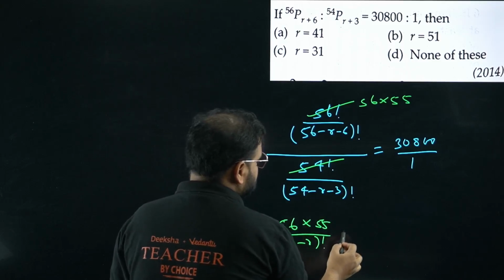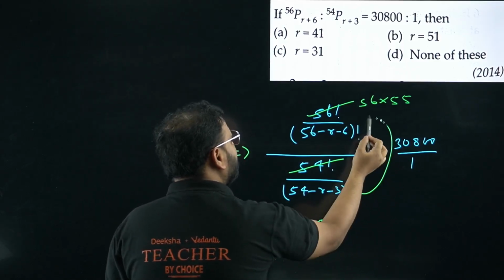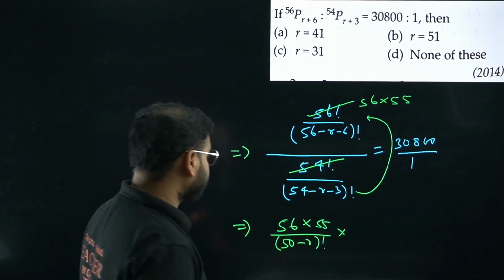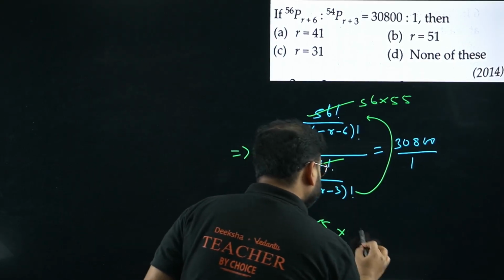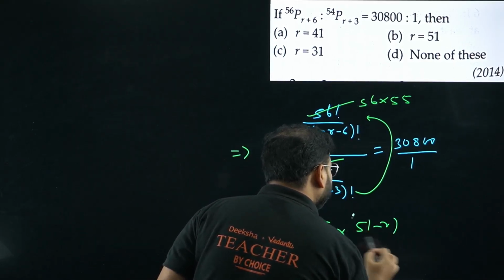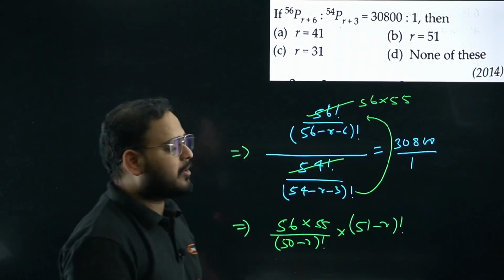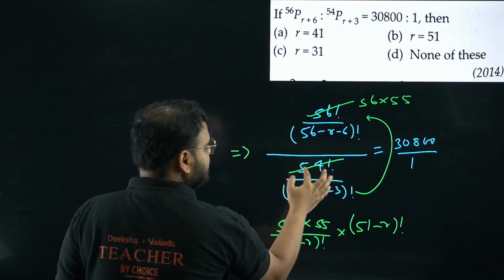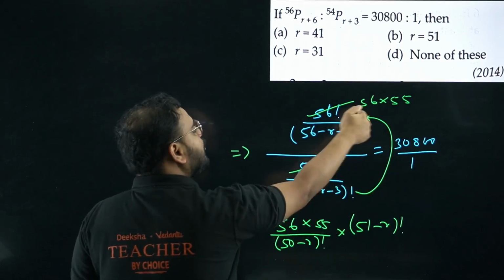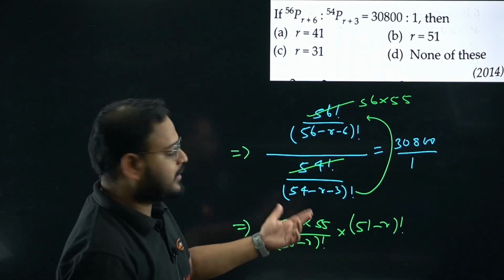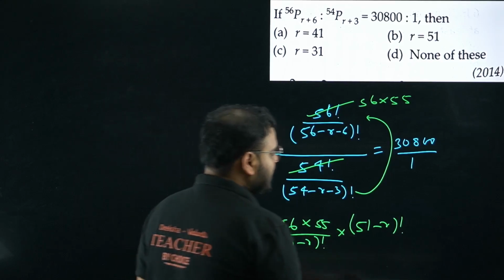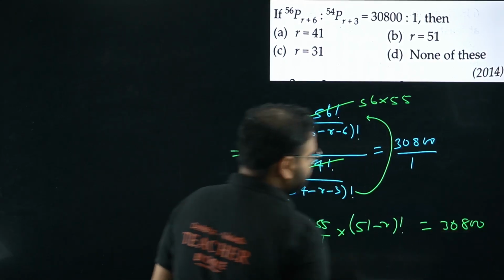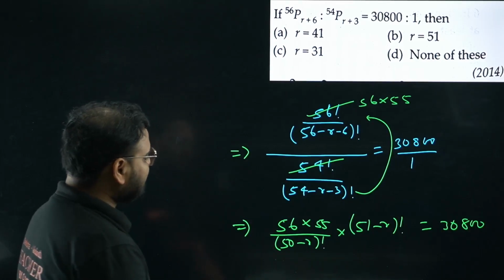I don't have this term over here, so I can write it in the numerator. It's a division in a division, so it becomes multiplication. The whole thing is a division, and this is the division of the division, so it comes as numerator multiplication. So I'm writing over here 51 minus r factorial equals 30800.